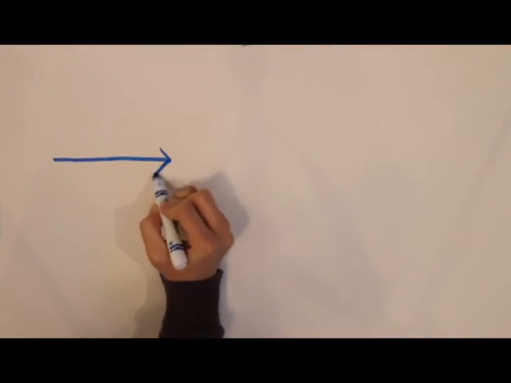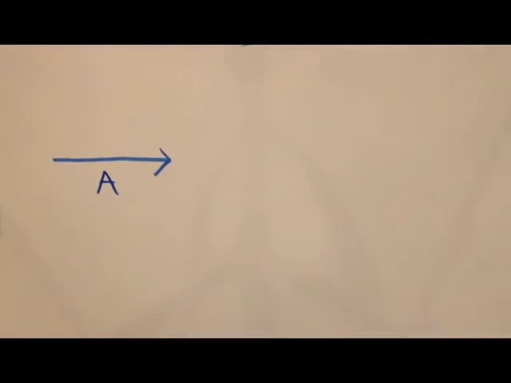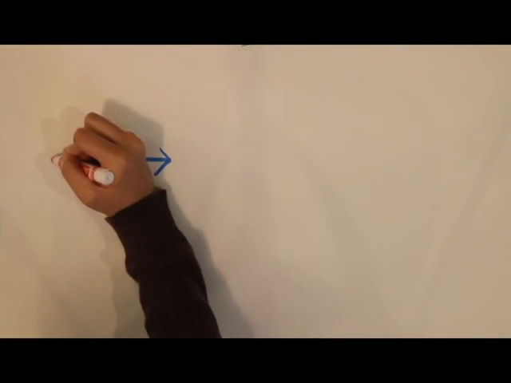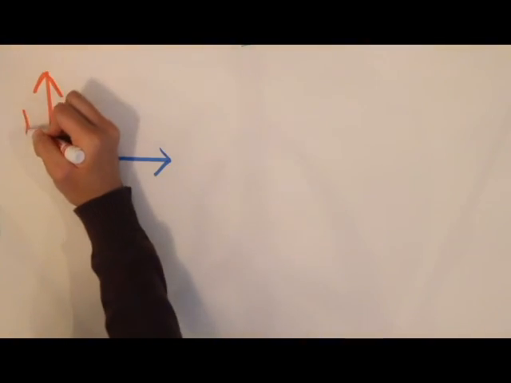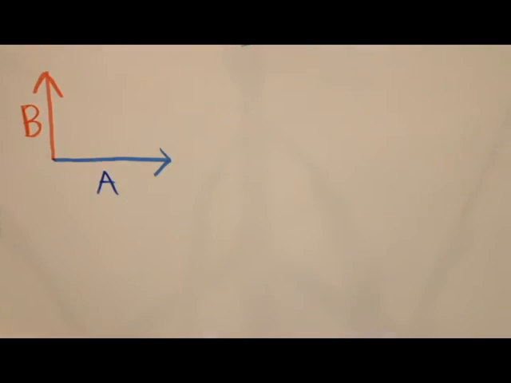Hi guys, my name's Kennedy and I'm going to be teaching you how to find the cross product between two vectors. So let's say you have two vectors, vector A, which I'm writing in blue here, and vector B, which I'm writing here in red.